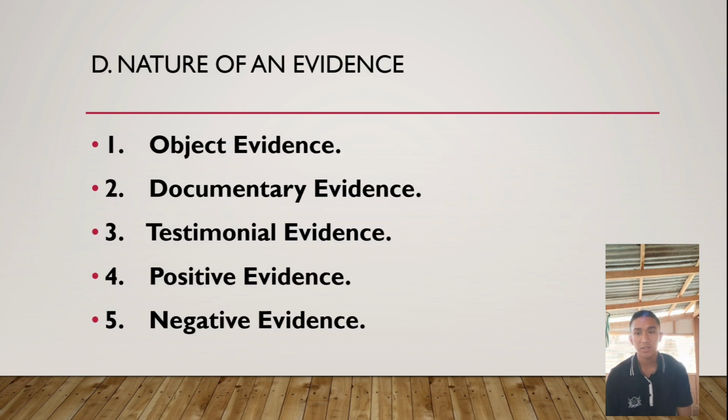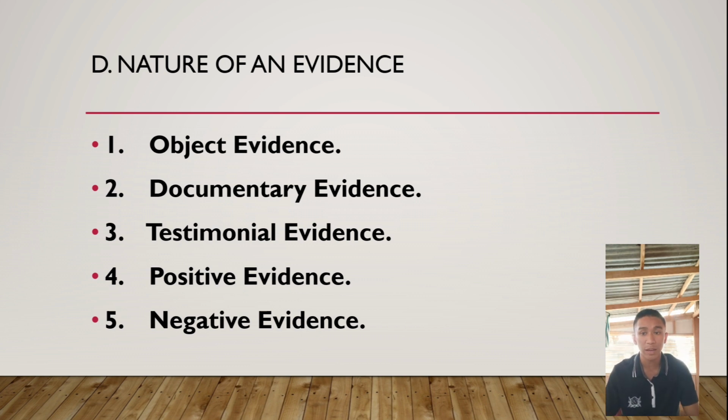So next slide is the nature of an evidence. There are 5 to include. First one is object evidence. This evidence is addressed to the senses of the court and is capable of being exhibited, examined or viewed by the court. This is also known as autoptic evidence or real evidence.